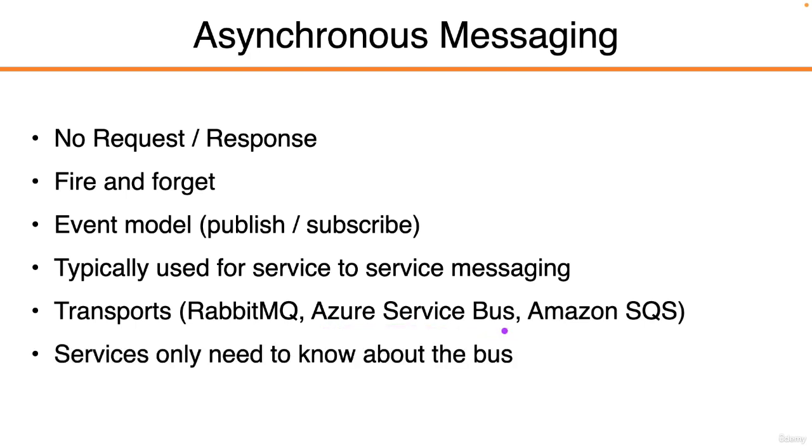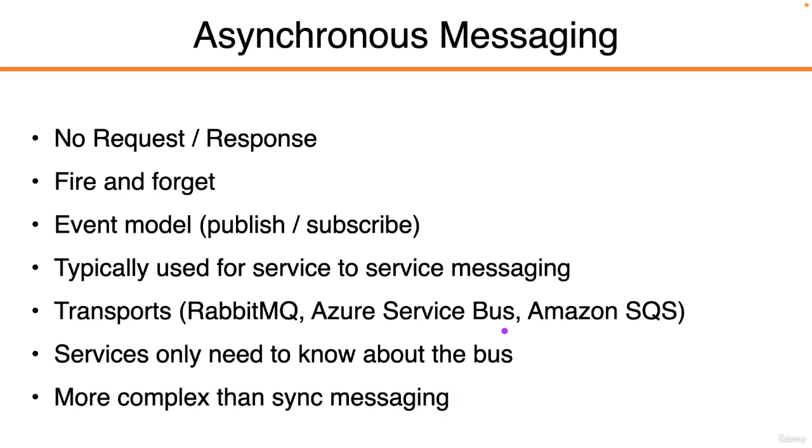Another thing about asynchronous messaging is that services only need to know about the bus. They do not need to know the address of each other. If we were not using HTTP messaging for the search and the auction service, then our search service would not even need to know how to find the auction service. It doesn't care. It only needs to know about the address of the service bus where it can go and pick up those messages from. But it is more complex than synchronous messaging. And that's really because of the fire and forget model that we're going to be using here.